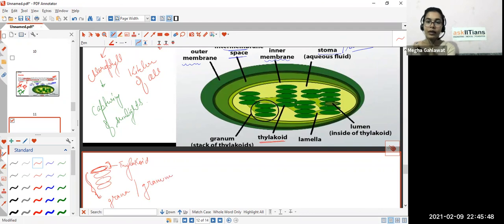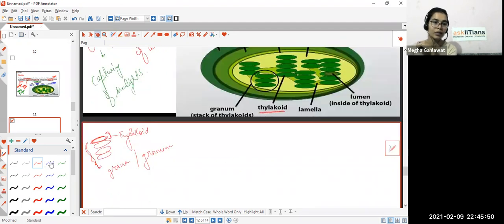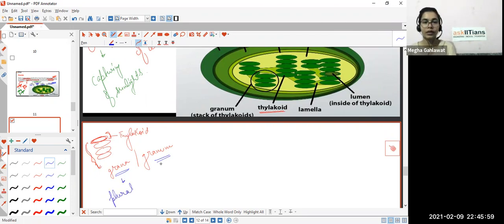Okay, grana right here is the plural and granum is the singular. Whenever you're trying to learn the scientific terms, just render their meaning first. So it is the plural and this is singular.